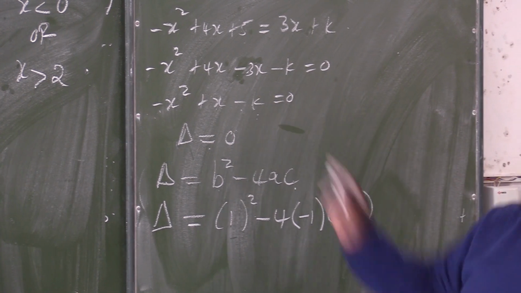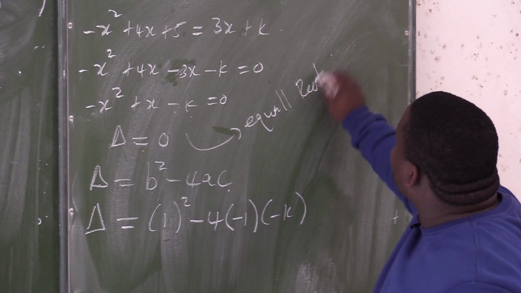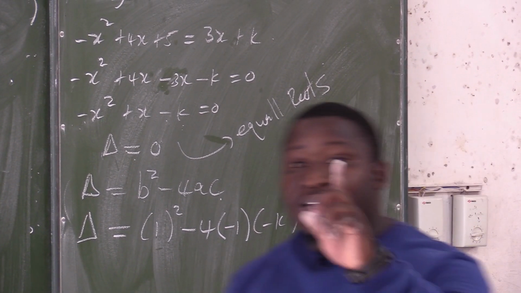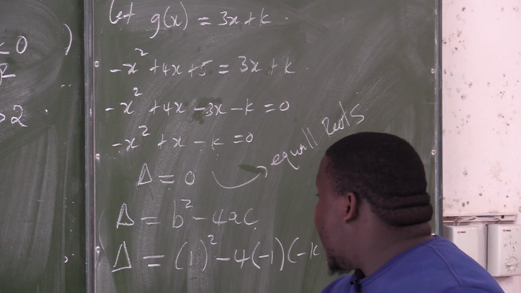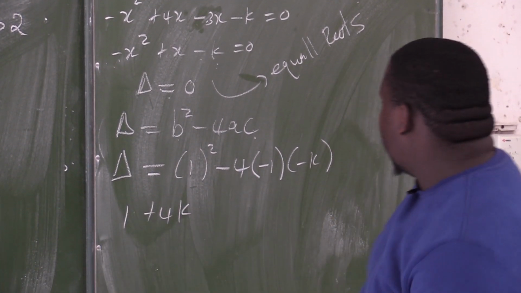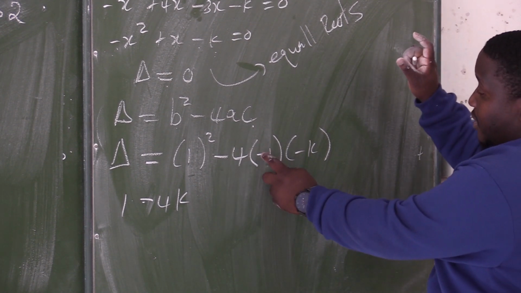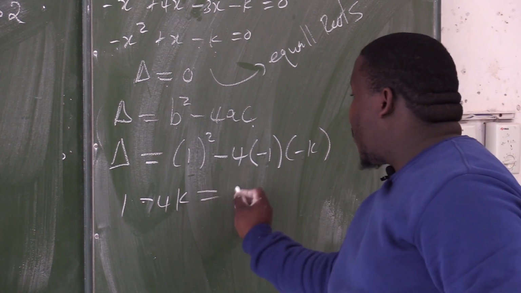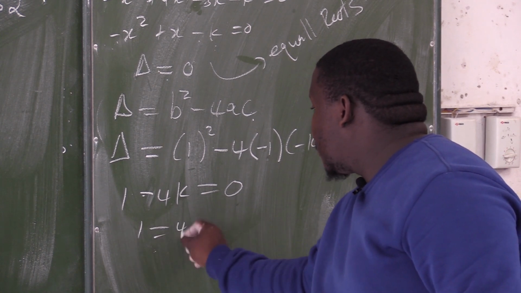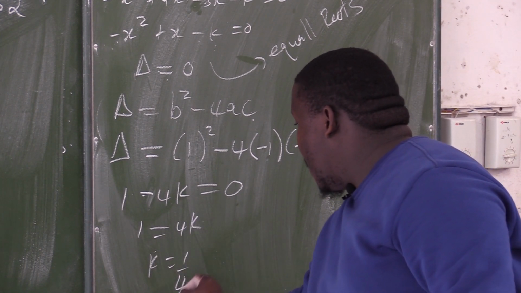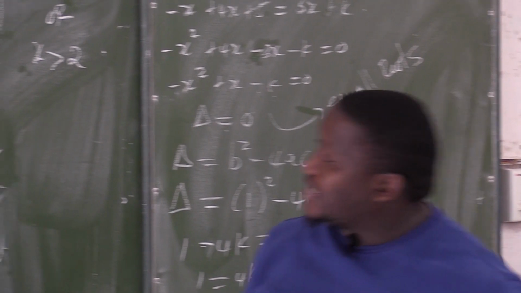This delta has to be 0. Why am I saying 0? Because we want to have equal roots. Why equal roots? Because if the roots are equal, it means there's only one point of intersection, and that will make this line a tangent. Now it means this is 1 minus 4k, because negative times negative is a positive, and that positive times negative is a negative. It must be equal to 0, then you must solve for k. So 1 is equal to 4k, and your k must be 1 over 4. It means if k is 1 over 4, then this line is going to be a tangent to the graph of g.